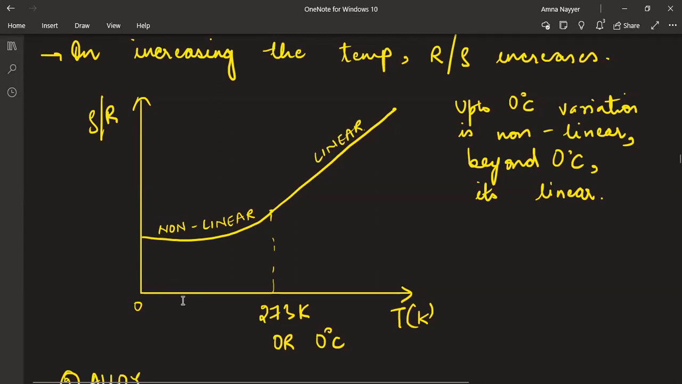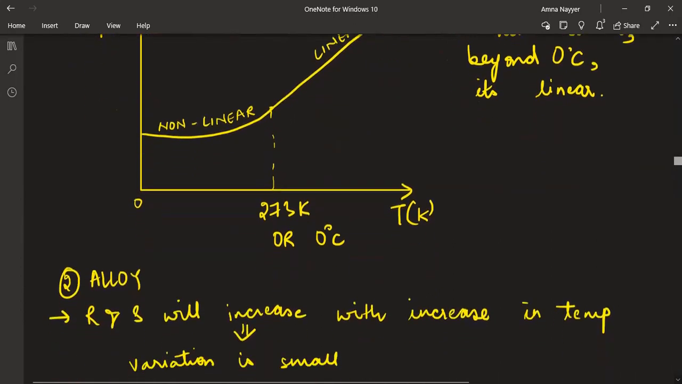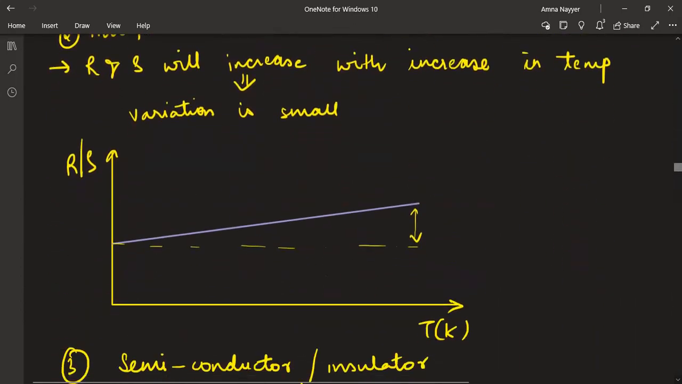It's not necessary that if the temperature is increasing, the resistivity or resistance will surely increase. It can increase also, it can decrease also, it is non-linear. But after it crosses 0 degree or 273 Kelvin, it will increase along with the increment in temperature. That is, it will have a linear variation, a straight line graph. So this completes your conductor's graph: non-linear part plus linear part. If you do not draw the linear part, that will make your answer incomplete.